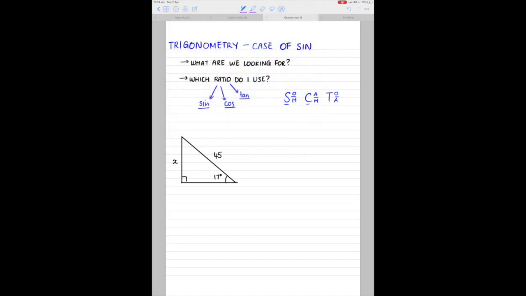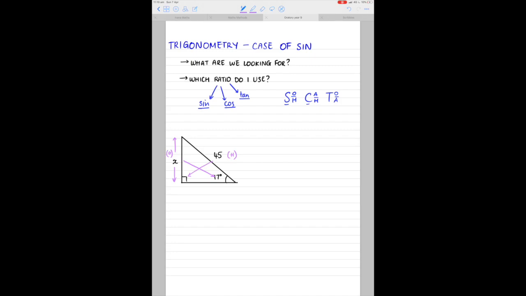So my first recommendation would be to label your sides. If you label your sides, it really helps you to identify which ratio to use. So we know in our right angle triangle, the hypotenuse is always opposite to the right angle, and it is also always the longest side. Then we have x here. So x, which is the length, is opposite to our reference angle. If it's opposite to our reference angle, that means that this side is our opposite.